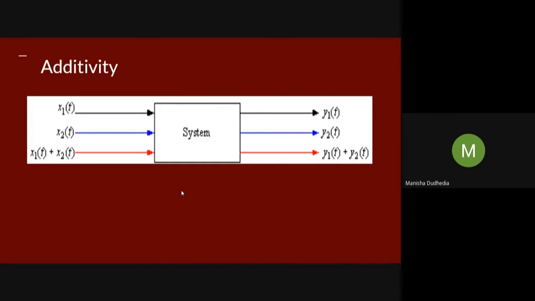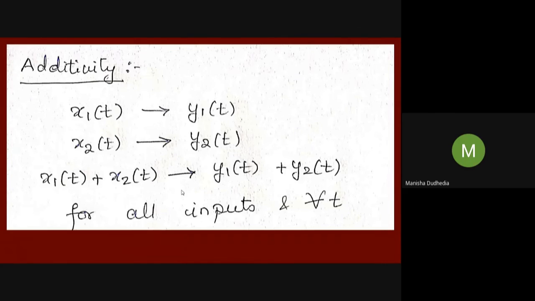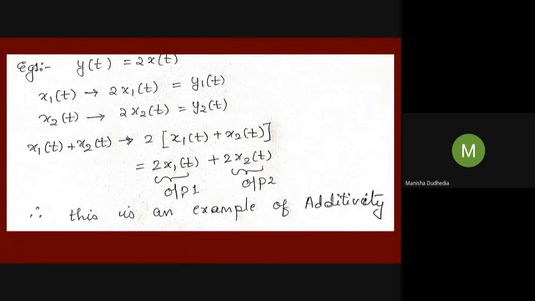Now, to explain this concept in a clearer way, we have taken two examples. In this case, you can see this is true for all inputs and all t. Here we have taken an example where y of t is equal to 2x of t. It means that when I perform the first experiment with an input x1 of t, it results in an output 2x1 of t. So the outcome of the experiment is y1 of t, which is 2x1 of t. Then we perform a second experiment with an input x2 of t, wherein the outcome is y2 of t, which is equal to twice x2 of t.